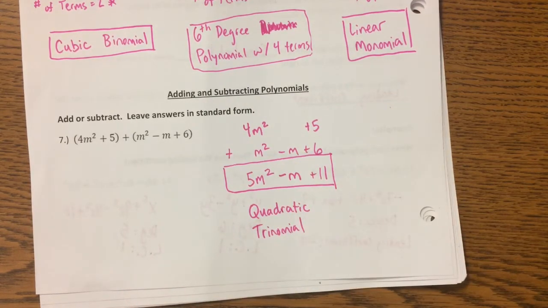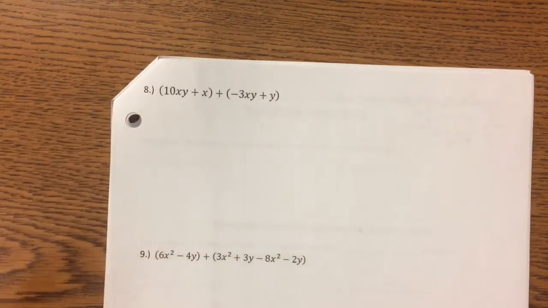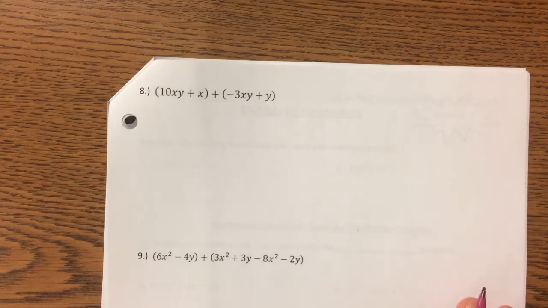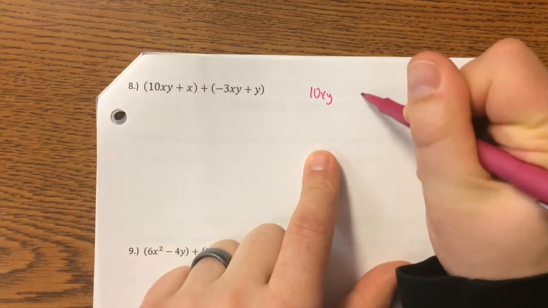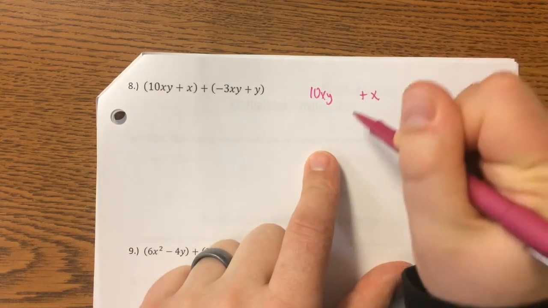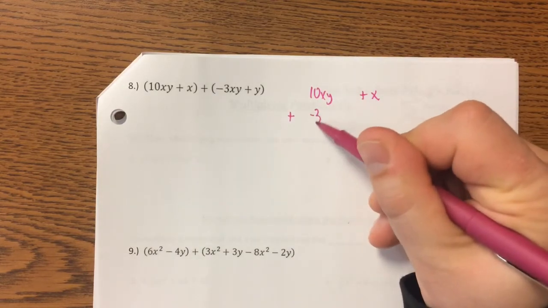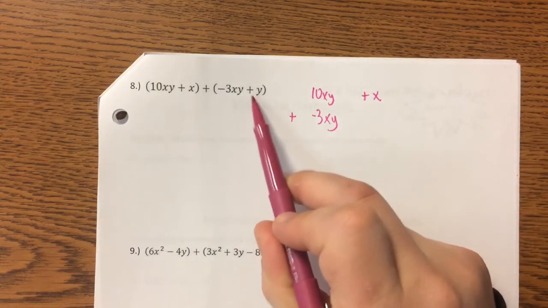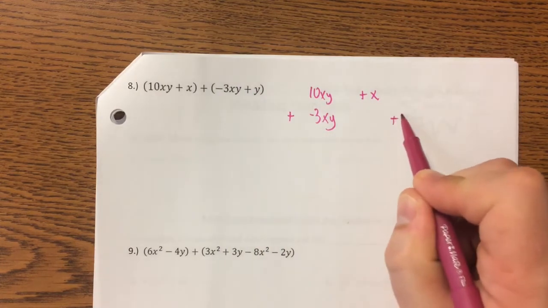All right, cool. So number 8. Notice we have some terms that have xy. Those are like terms, as long as they both have xy. So if I'm adding these together, I've got 10xy plus x, and then plus negative 3xy, and then I have this plus y. That's not going to be a like term with x, so that's going to have its own column.